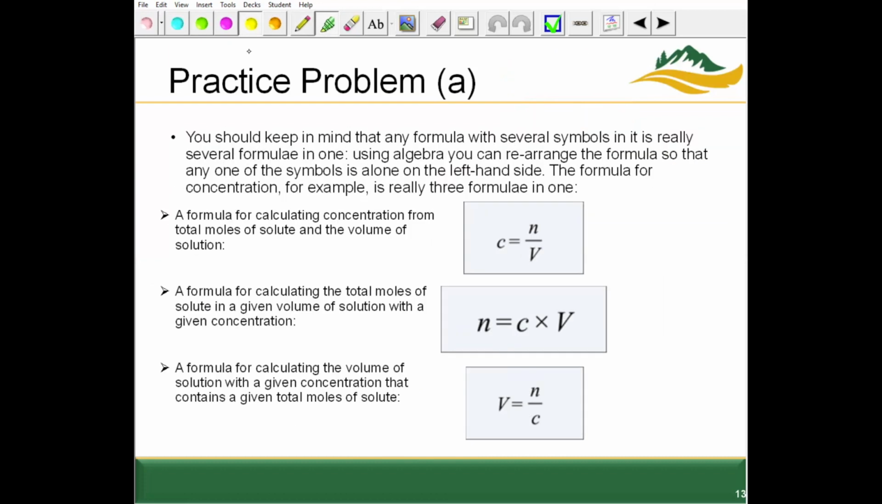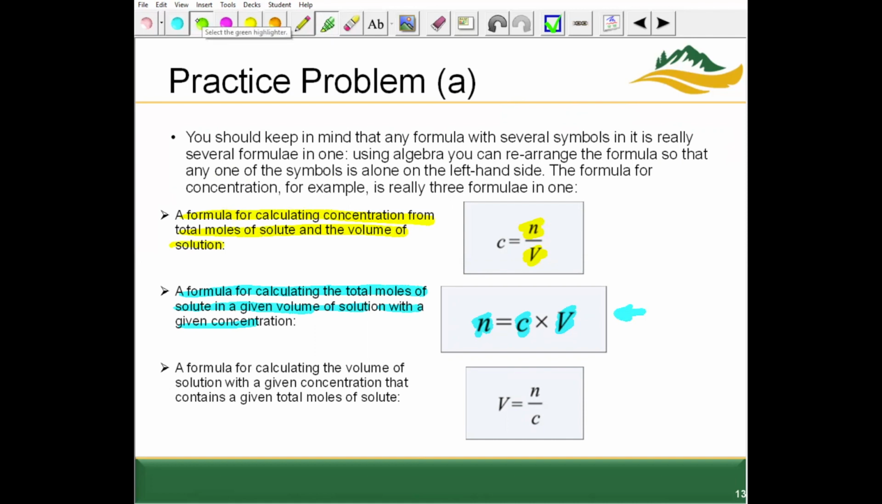For some additional context on rearranging this equation, so this is a formula for calculating the concentration from total moles of a solute and the volume of a solution. So we can solve for concentration that way. Another variation then is a formula for calculating the total number of moles here of a solute in a given volume. So let's say we have a given volume of a solution with a given concentration.